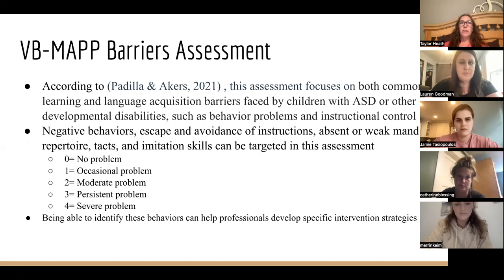So the barriers assessment, according to Padilla and Akers 2021, focuses on both common learning and language acquisition barriers faced by children with ASD or other developmental disabilities, such as behavior problems and instructional control. Negative behaviors, escape and avoidance of instruction, absent or weak mand repertoire, tact, and imitation skills can be targeted in this assessment. There are 5 levels in the Likert scale: 0, which is no problem; 1, an occasional problem; 2, a moderate problem; 3, a persistent problem; and 4, a severe problem. Being able to identify these behaviors can help professionals develop specific intervention strategies.